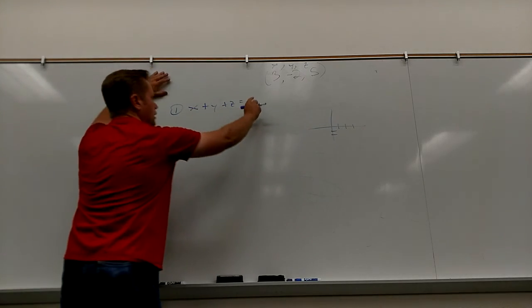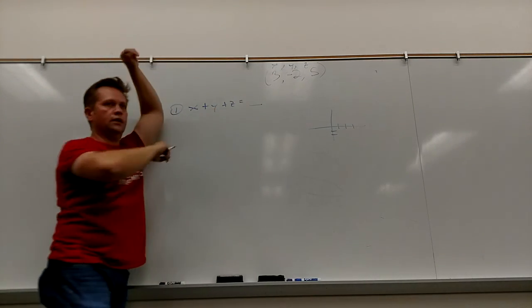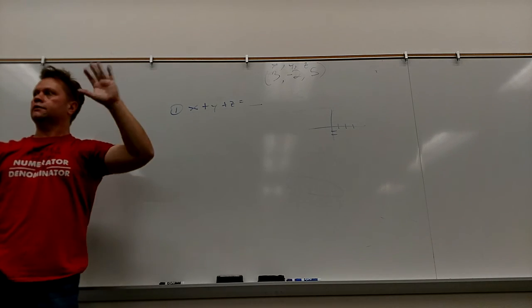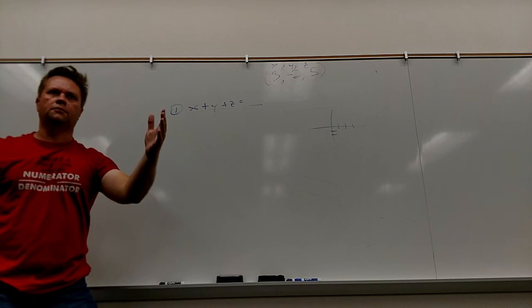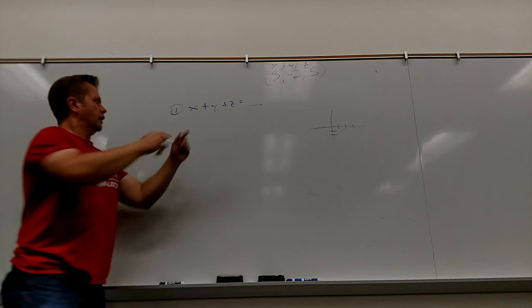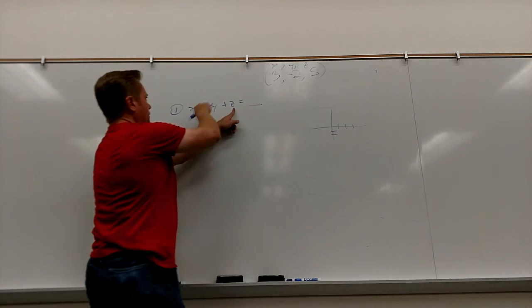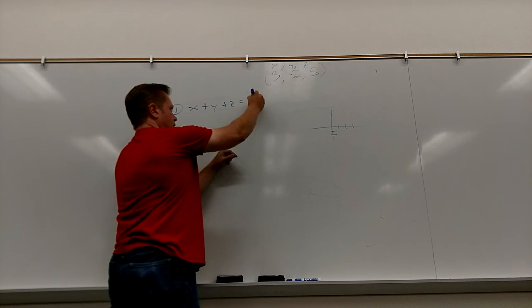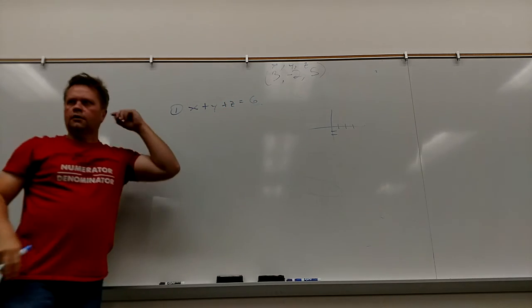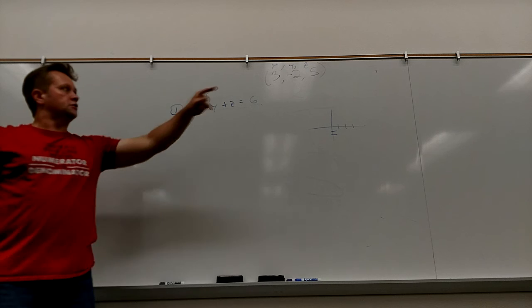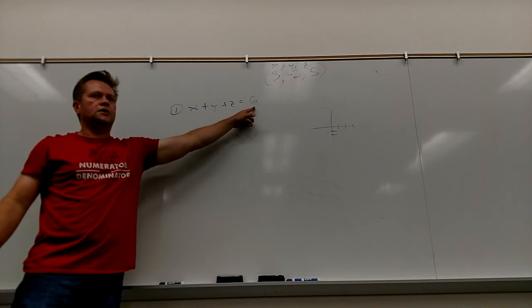So what number has to go here so that I know that's going to be the answer? 6. Where'd that come from? Yeah. I want x to be 3. I want y to be negative 2. I want z to be 5. So 3 minus 2 plus 5 is 6. So far I know the answer is going to be that. Now, how many answers does this equation have?